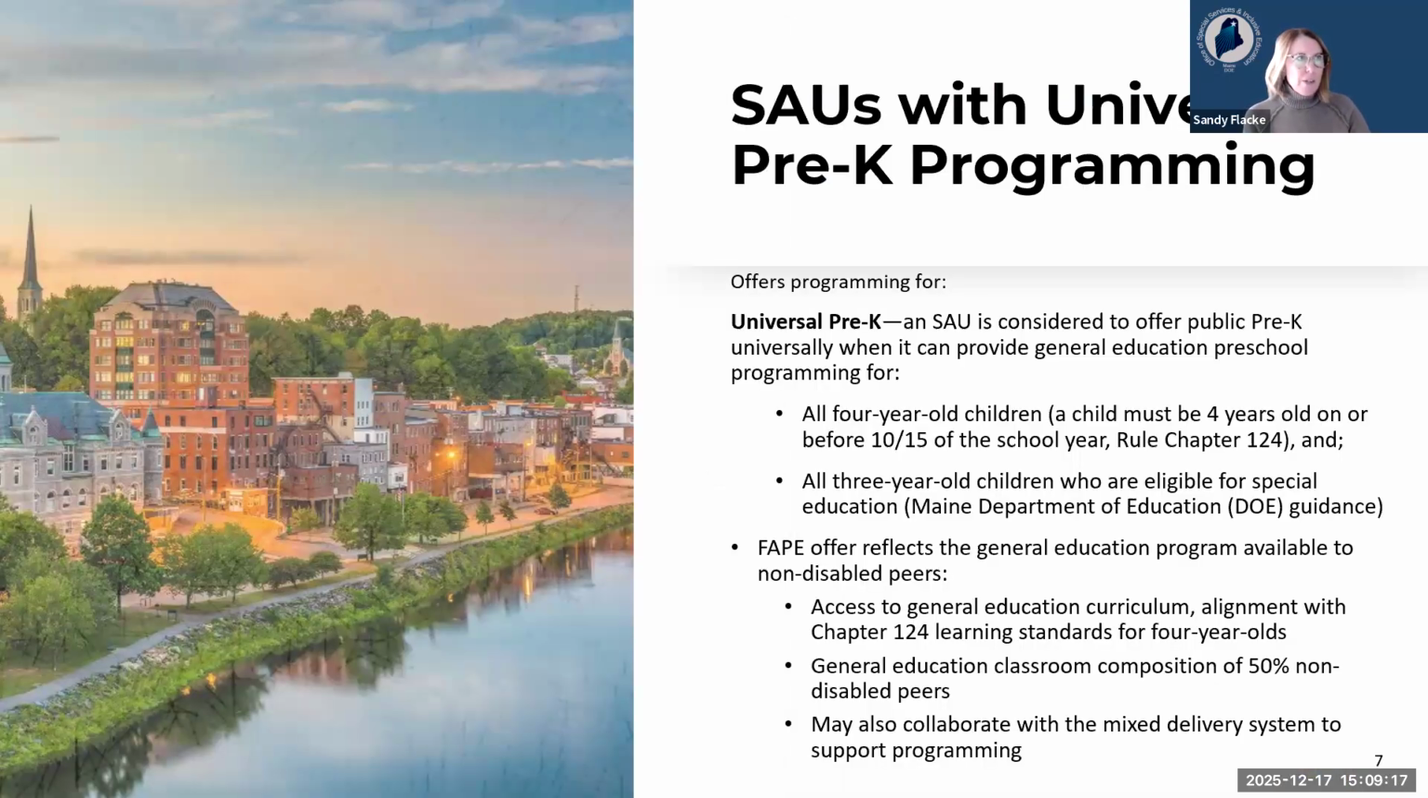And then for SAUs with universal pre-K programming, that's when a school district is considered to offer public pre-K universally. And that is for all 4-year-old children. A 4-year-old child is defined in Chapter 124 as a child that must be 4 years old on or before October 15th of that school year. And now that we are transitioning to early childhood special education, all 3-year-old children who are eligible for special education, and that is part of our guidance.